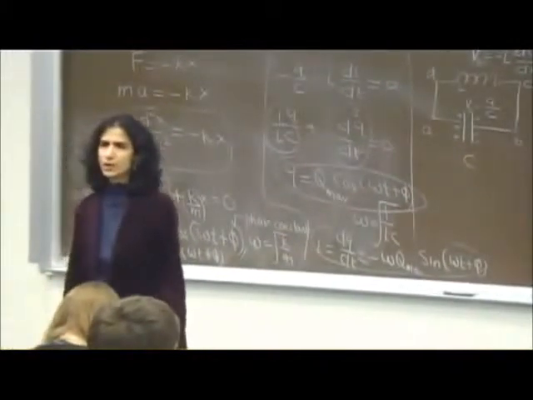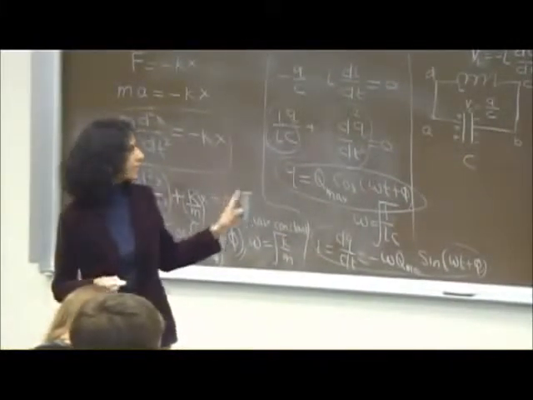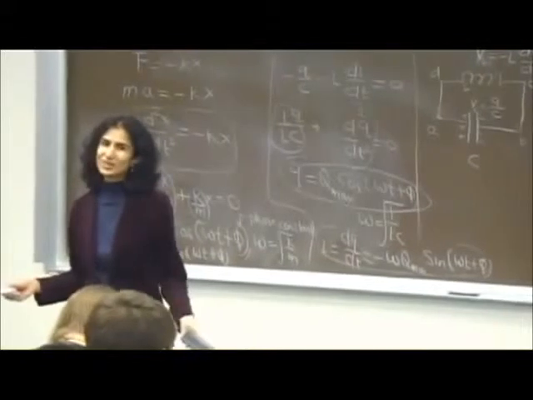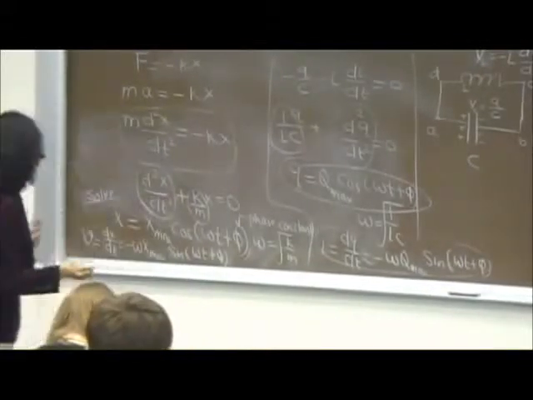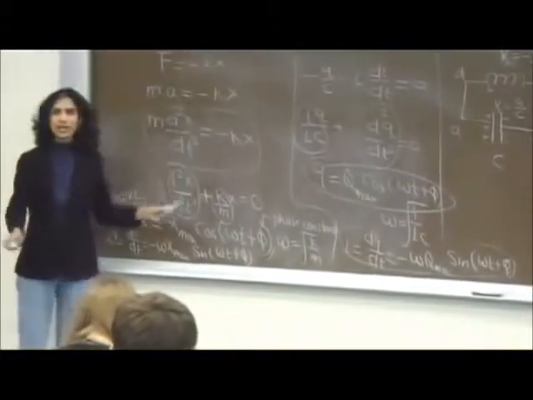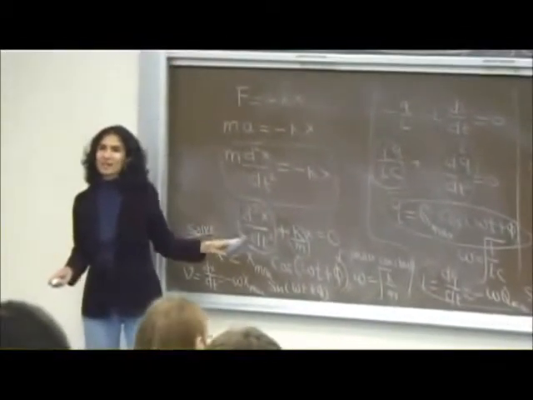Is there any question, anybody? Okay, then the last thing that I want to talk about for these systems is the energy stored in these systems. Again, let's do it with analogy. Anybody remembers what kinds of potential and kinetic energies there were in the mass spring system?